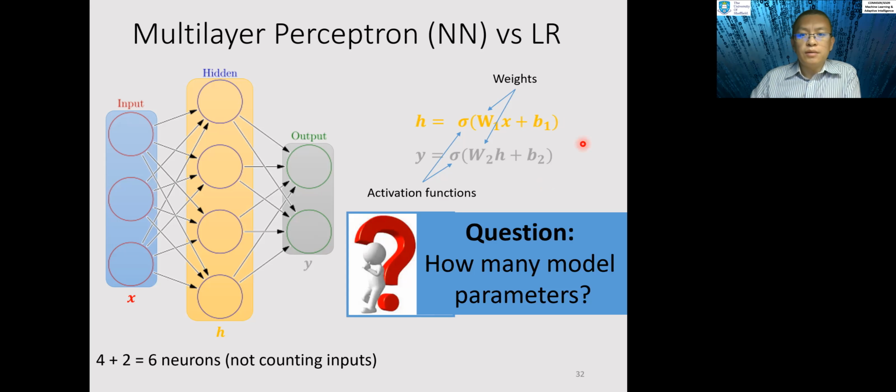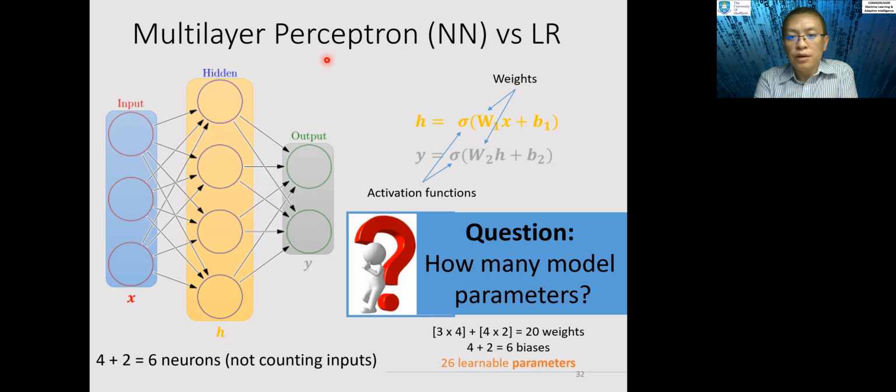So here's a question. How many model parameters are there for this multi-layer perceptron here? I encourage you to pause the video and do some calculation before you see the answer. So please pause your video and compute the answer, and then I will explain. Right? So here is the answer.